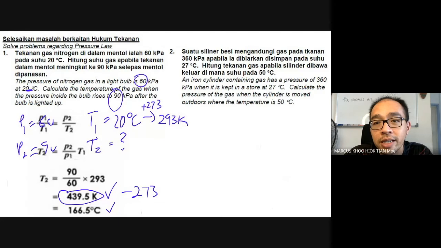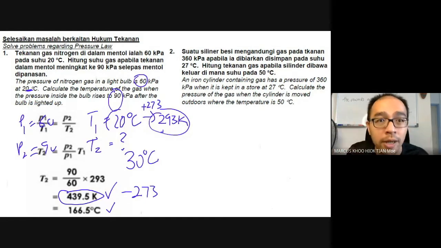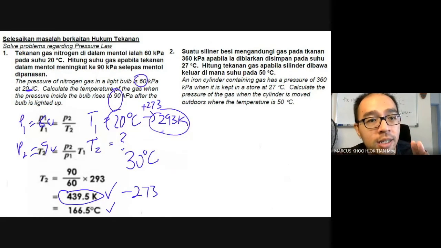Now, the interesting thing about this is that 7 people voted for 30 degrees Celsius, and only 6 people out of the 13 people that answered this got 166.5. The people that got 30 degrees Celsius, it is because you didn't change this into Kelvin. Even if I ask you what is the temperature in degrees Celsius, you still have to change it to Kelvin first, calculate, and then change back.